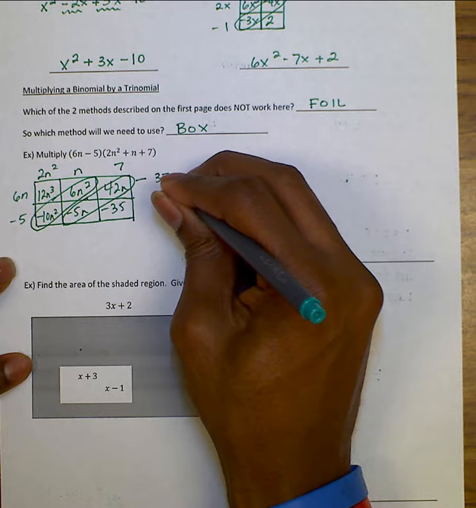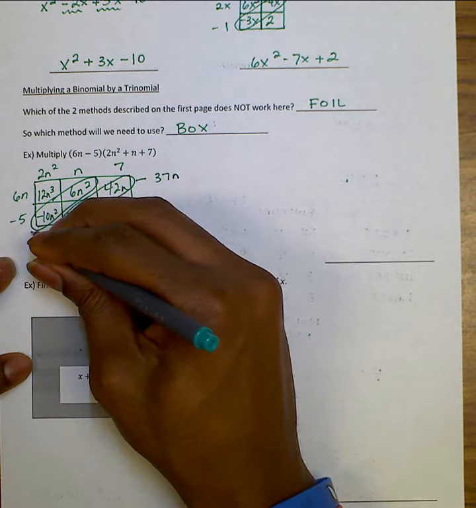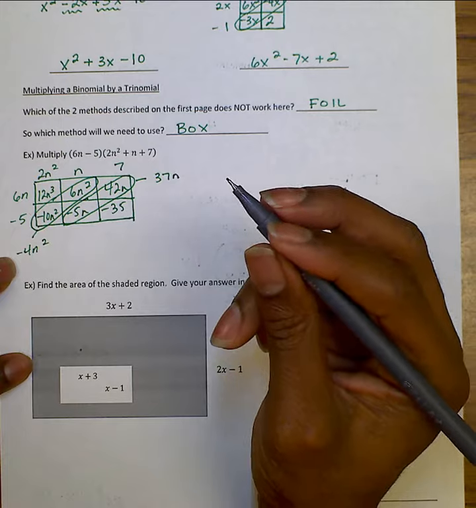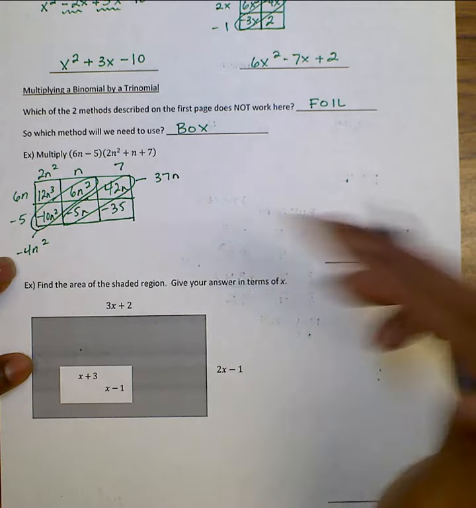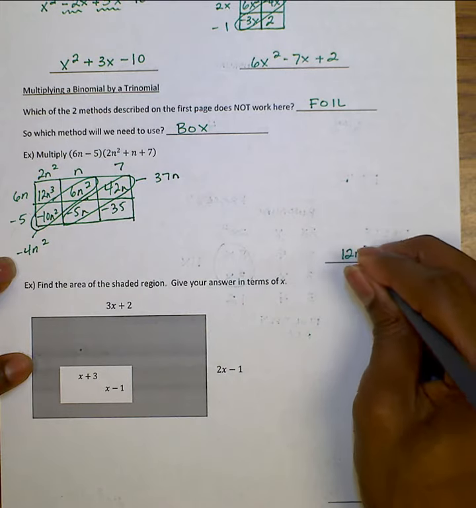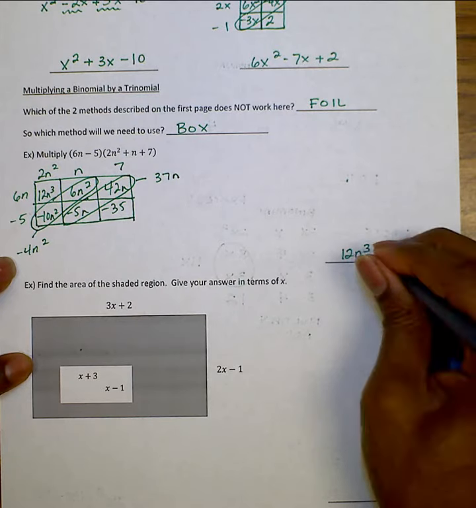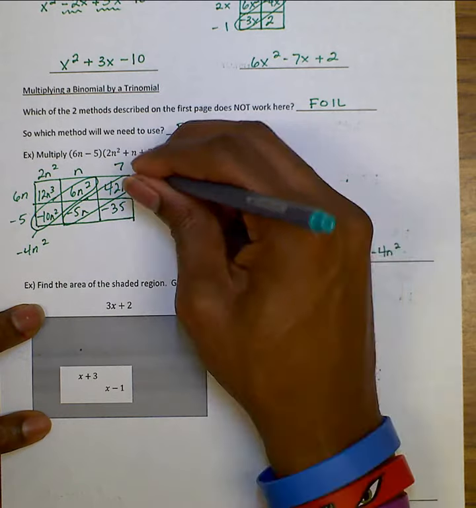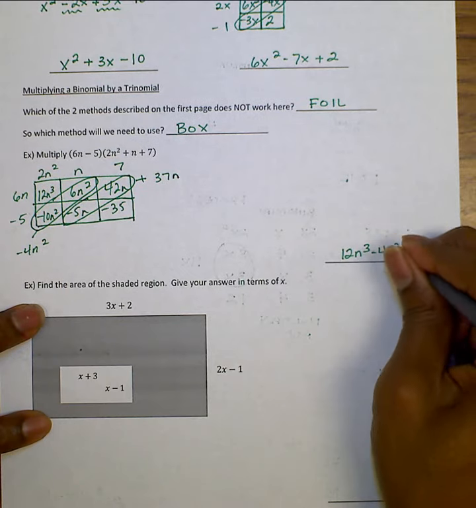That's going to be 37n and this is going to be negative 4n squared. Okay, and so now I'll write my final answers here. 12n cubed minus 4n squared. Sorry, that's positive 37n and negative 35.